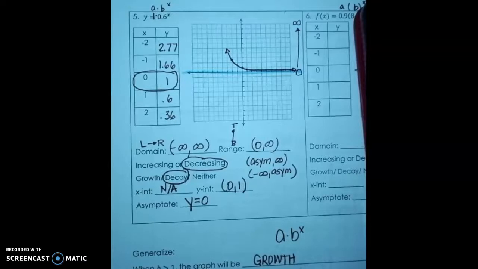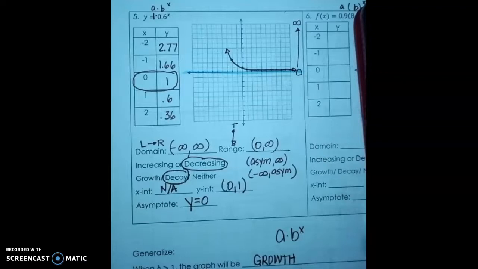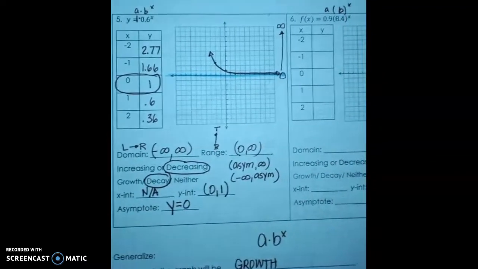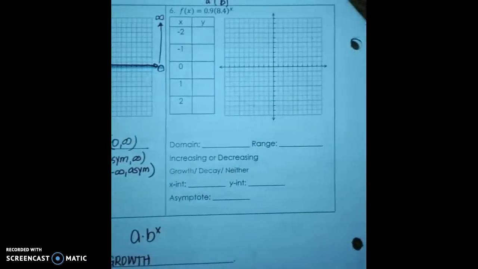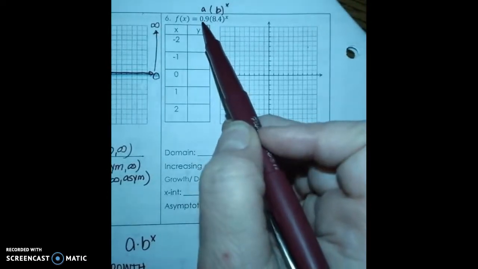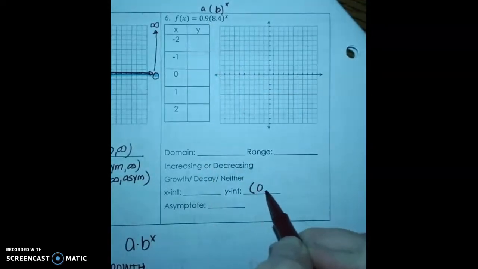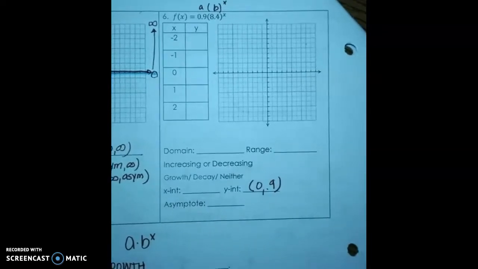So we go through, we make sure all these are right, and then we'll do the same thing for problem number 6. So let's make some predictions on problem number 6. I've labeled A. Well, A is my y-intercept, so my y-intercept is actually going to be at 0.9. So I could, right now, do that if I wanted to, okay?